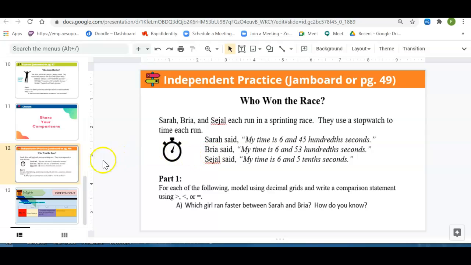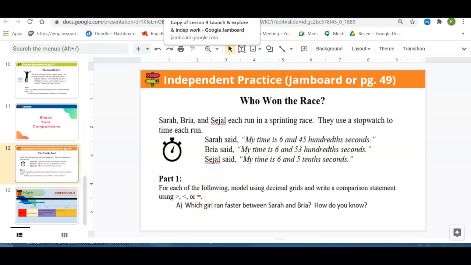All right, so back to our slides, guys. This is also more practice for you, more independent practice. This is also on that very same Jamboard, or this is on page 49. Remember, if you do it in your binder, page 49, you would have to take a picture of your work and insert it into the slides. We're continuing to compare the decimals using those symbols greater than, less than, or equal to.